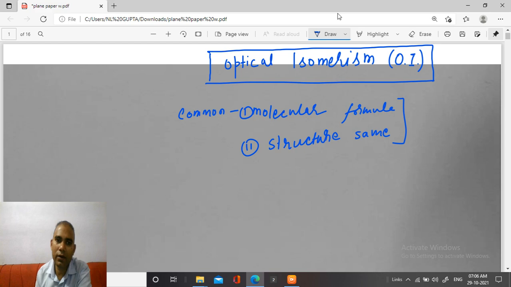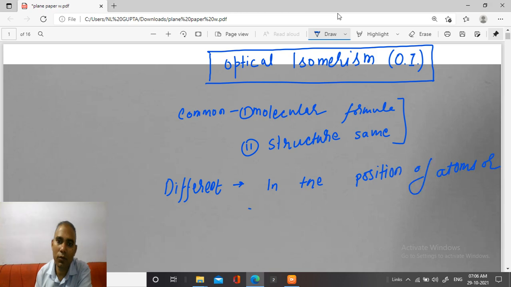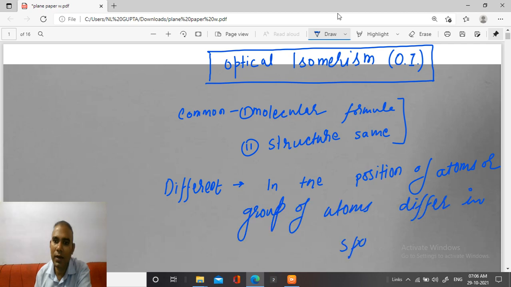So dear friends, what is different? The difference is in the position of atoms or groups of atoms, which differ in space. That is the point: the relative position of atoms will differ in space, but the molecular formula and structural formula are all the same.